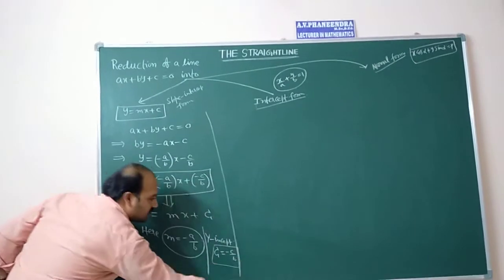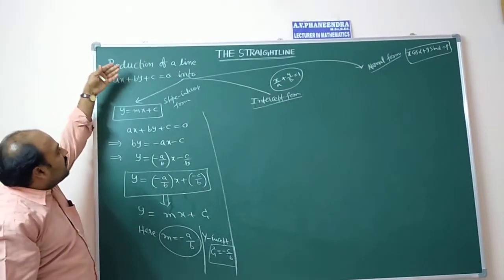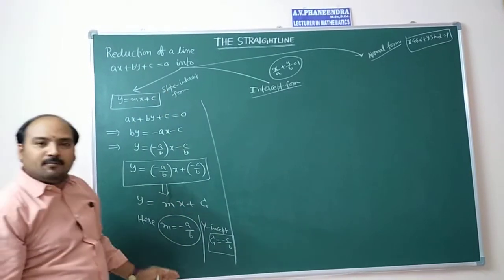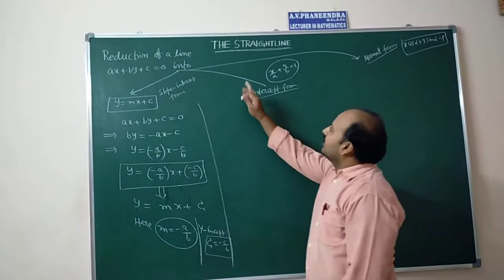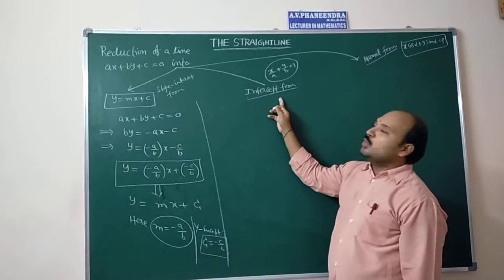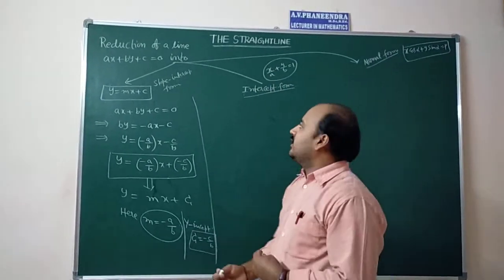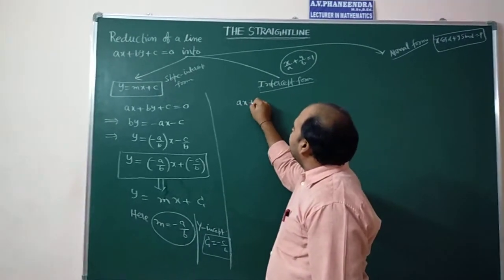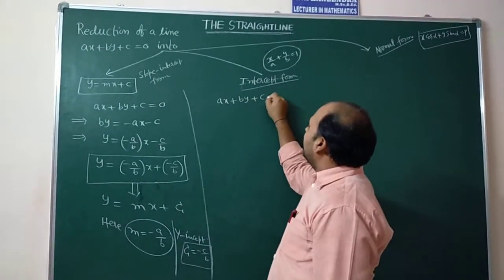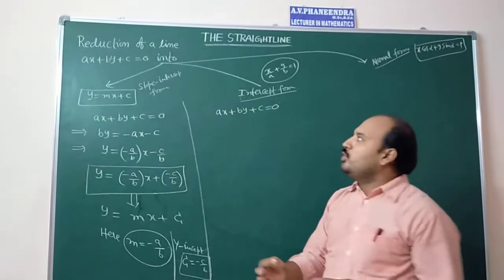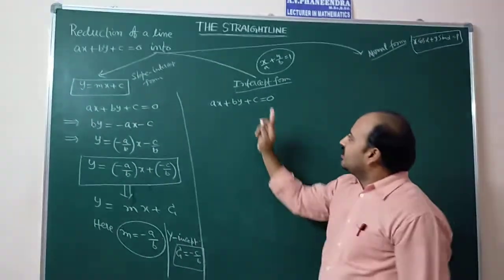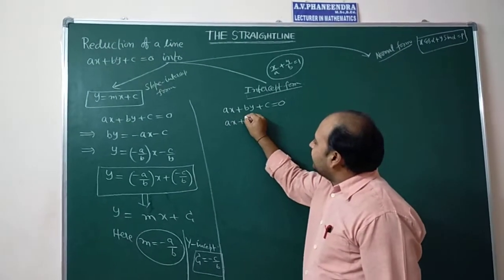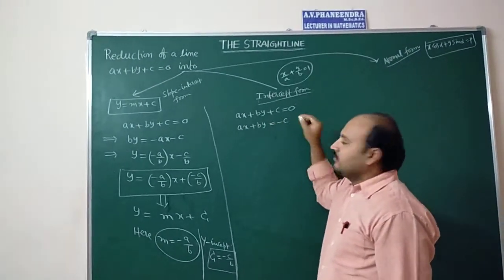This is about reducing the equation of a line into y = mx + c, that is, slope intercept form. Now come to the equation of a line reducing into intercept form. How to reduce into intercept form? First you have to write the given line as ax + by + c = 0. Whenever you are going to reduce into intercept form, take the constant to the other side of the equal symbol. That means ax + by = -c.